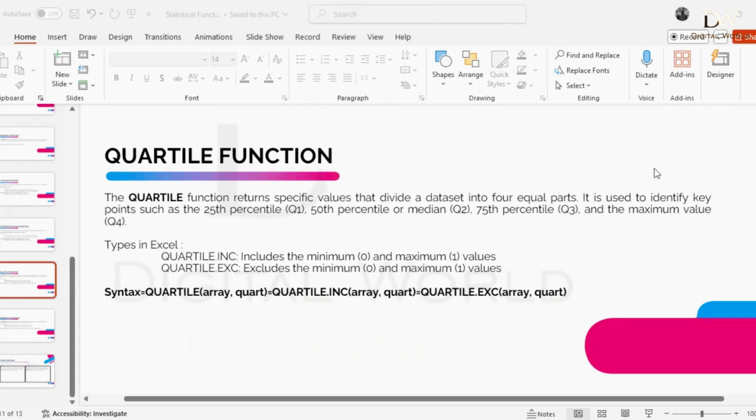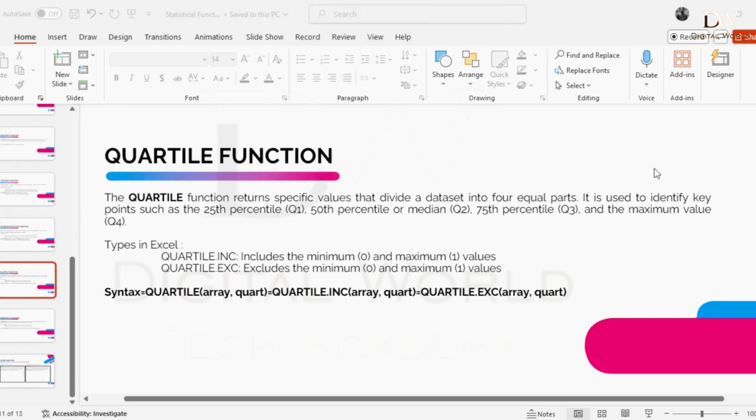Now we're taking that knowledge into a test score example. Let's say we gave a test to different students and the results are as follows. We want to know which score represents 25% of the entire score, the median value or average of all the scores, which is the 50th percentile. Moving up, we want to know the 75th percentile score and the maximum score. There are two types of quartile in Excel.